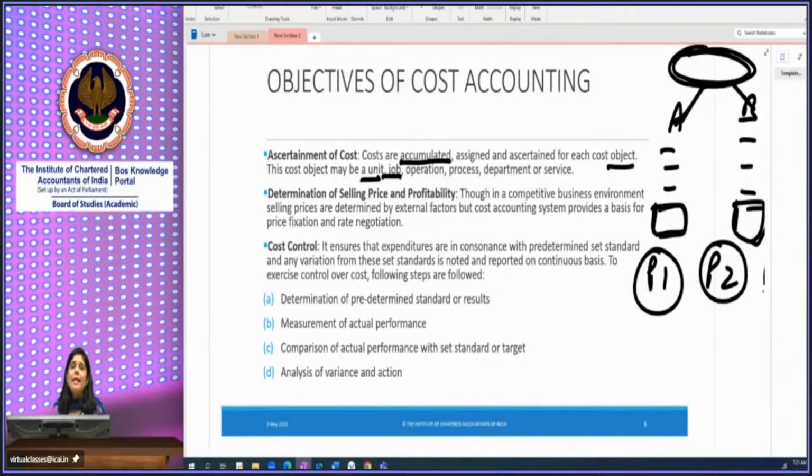Maybe in the next production cycle, it increases to 150 rupees as against 100, right? So the standard set has to be a predetermined level of costing, and then we compare the actual cost. When the actual production happens, we compare the actual cost with the standard cost, and if there is any difference, then we have to analyze the difference.